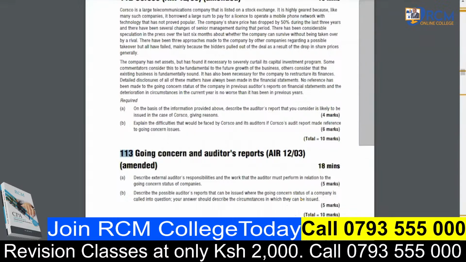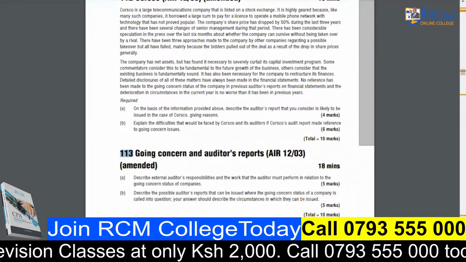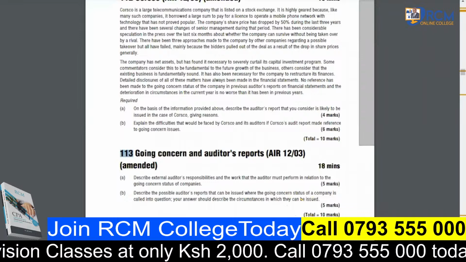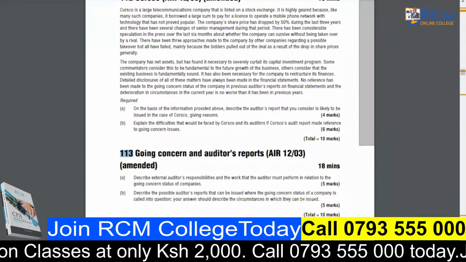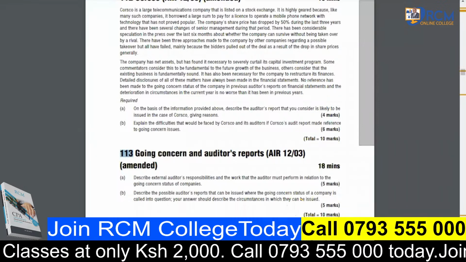That's okay. But remember, at the end of the day, ladies and gentlemen, it will be very important for you to notify the users of the financial statements that there is a problem in this company. This company may not be there in the long term. So please allow me to read this very fast.